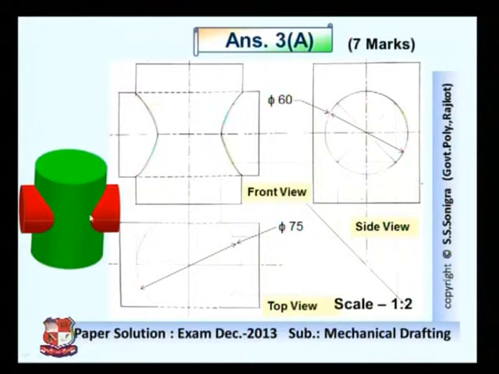In examination, you need not draw this isometric view. Just you have to draw these 3 views asked for 7 marks. So 3 marks for this view, 2 for this, and 2 for this. 2 plus 2 is 4, plus 3 is 7.